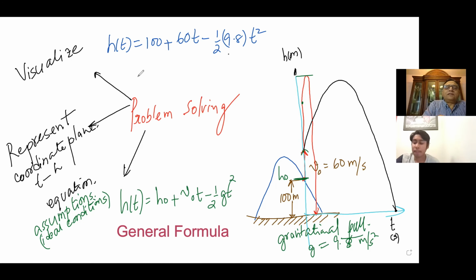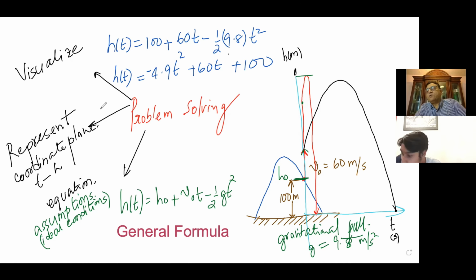I could rewrite this in the standard way. Half of 9.8 is what? 4.9, right? Dividing by 2, we get 4.9, times t square with a negative sign. And then we have plus 60t plus 100, correct?